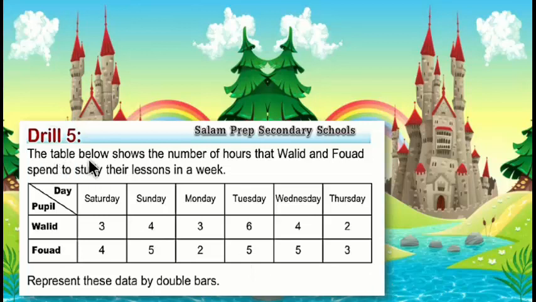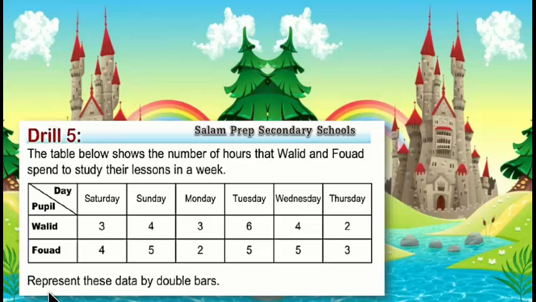Let's solve together drill 5. The table below shows the number of hours that Walid and Fuad spend to study their lessons in a week. Please look with me at the table. Day: Saturday, Sunday, Monday, Tuesday, Wednesday, Thursday. Pupil: Walid and Fuad. This is number of hours, okay, for each one, for Walid and for Fuad.